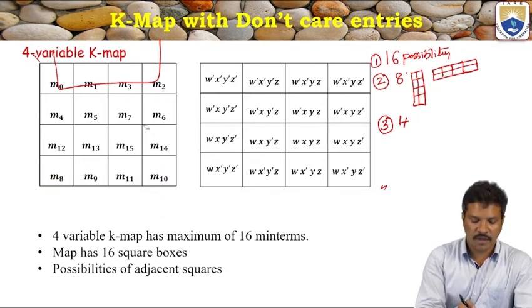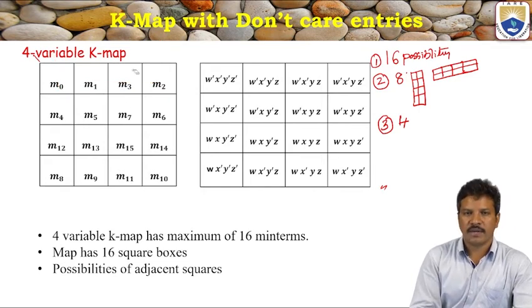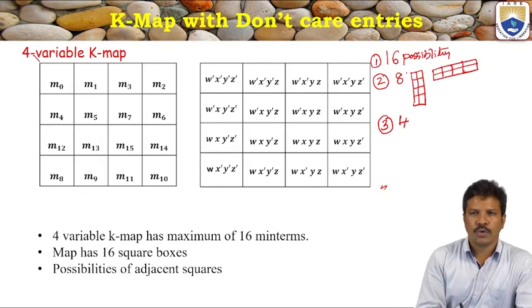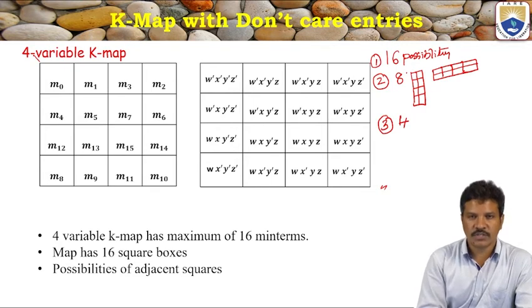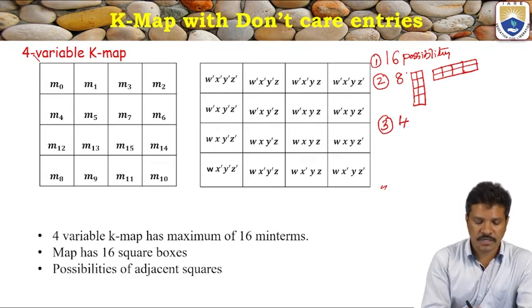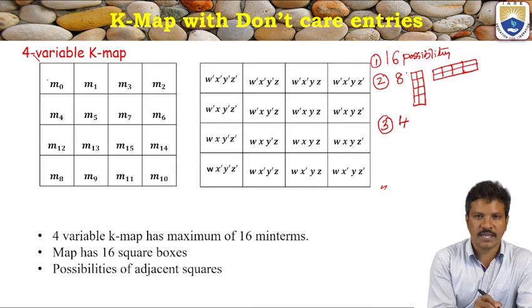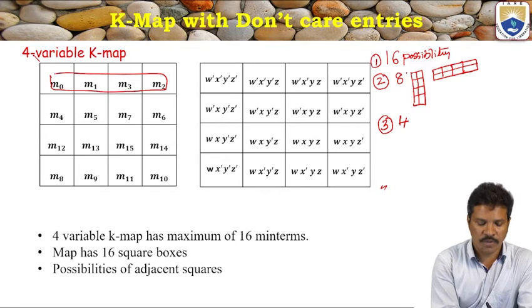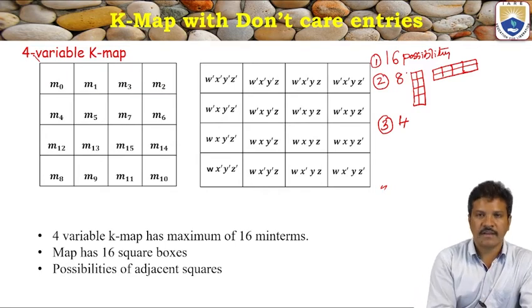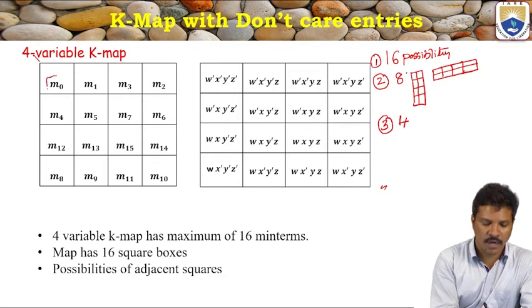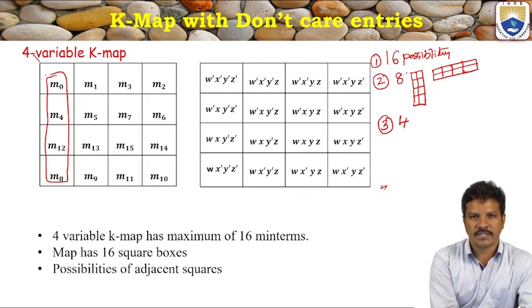So how can we identify those 4 minterms? In these 16 square boxes, what are the possibilities for 4 adjacents? M0, for example, M0 is the starting one. We can collect M1, M2, M3. This is one way. And taking the reference M0, we can collect these 4 adjacents. These 4 are also adjacent.